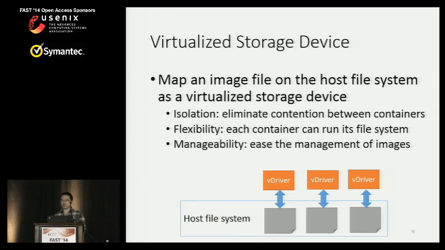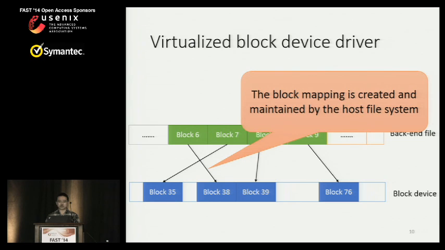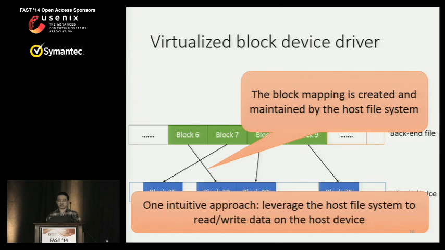In order to run a guest file system, we map an image file on the host file system as a virtualized storage device for each container, which provides isolation, flexibility, and manageability. This graph shows the mapping between logical blocks of an image file of a container and the physical blocks on the host. The block mapping is created and maintained by the host file system. So one intuitive approach to completing our request from the guest file system is to leverage the host file system to read and write data on the host device.